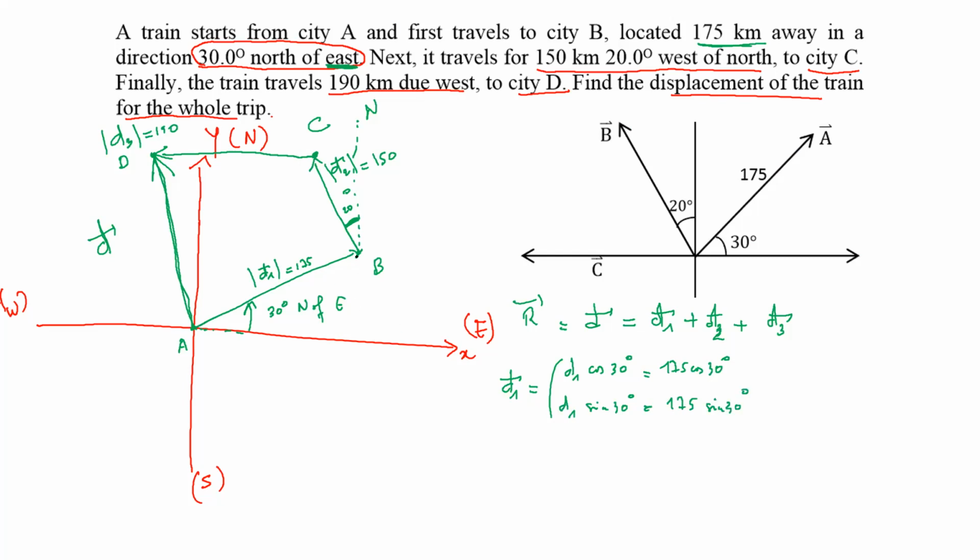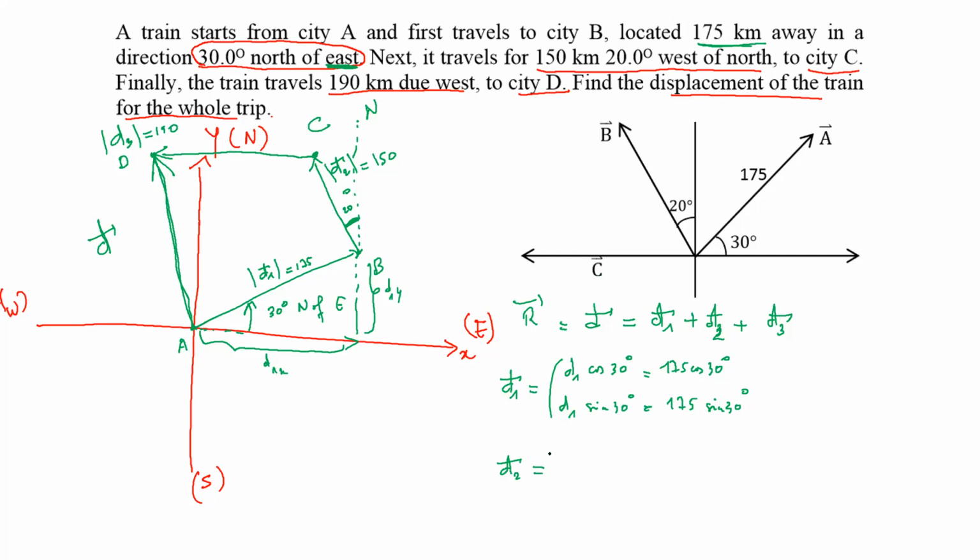So this is D1x here, and this is D1y here. This is a cosine because, as you can see, it's an adjacent side, and this is a sine. Okay, this is D1y, and this is D1x. Now for the second displacement, D2. What are the components of D2?